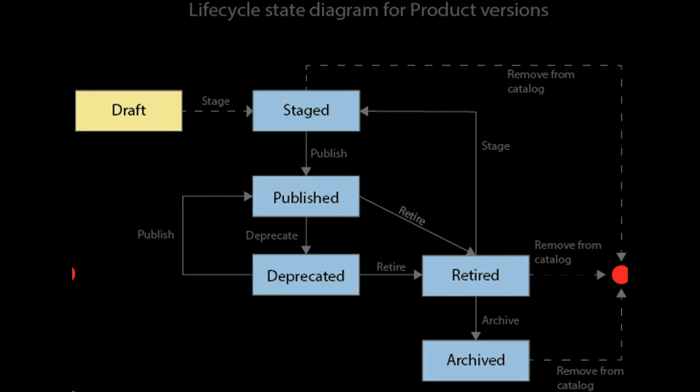The next state is archived. When you archive a product, the product version can neither be viewed nor can its plans be subscribed to, and all of the associated APIs are taken offline. The product version is not displayed by default in the products tab of the catalog in API Manager.